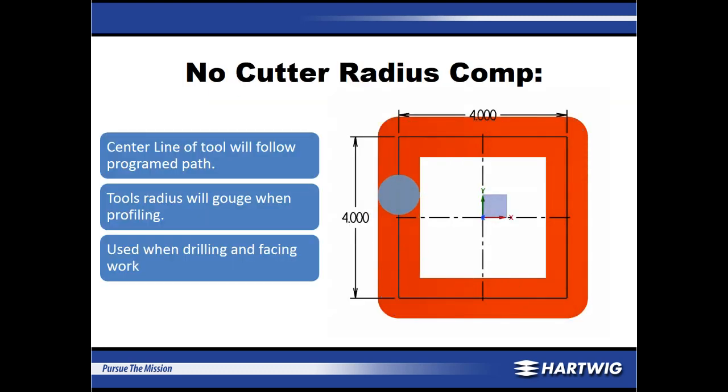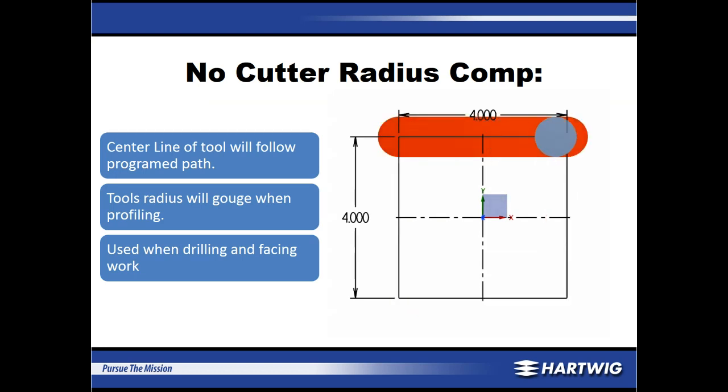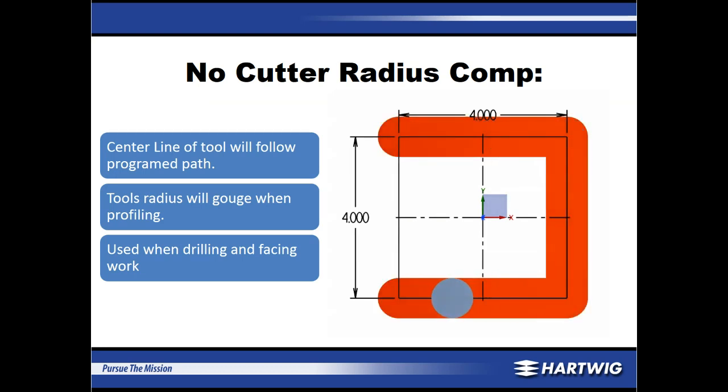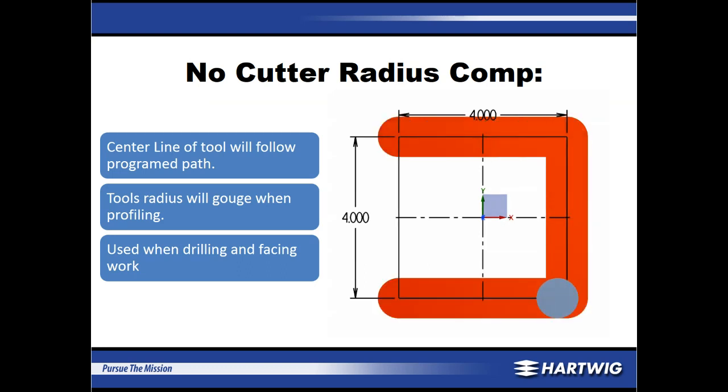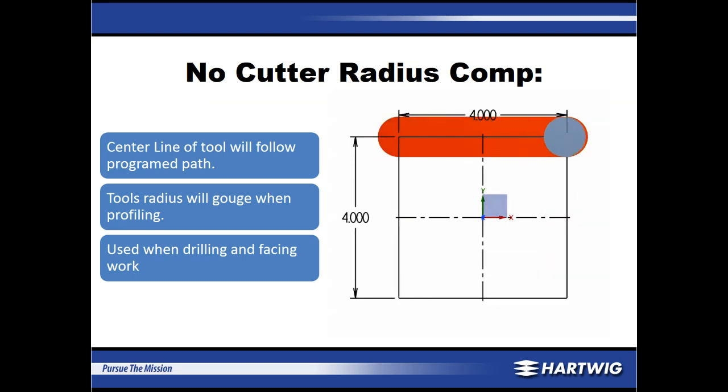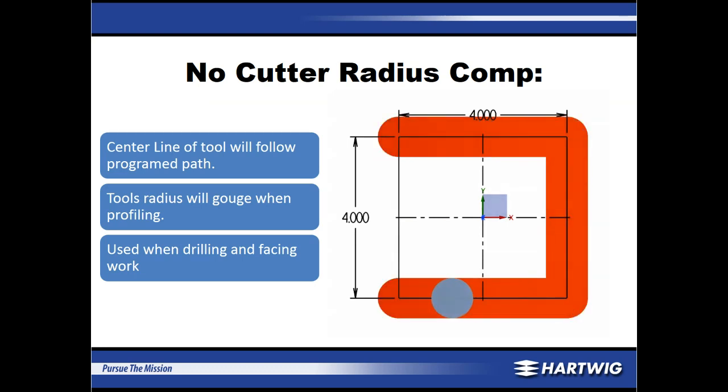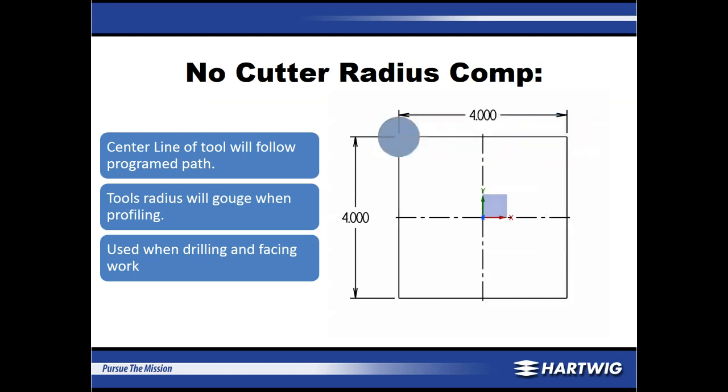So if I don't use any cutter compensation, the center line of my tool will follow the program path. If I'm profiling around the outside of the tool, this will cause the radius to gouge. But this is typically the way I program whenever I'm drilling holes, or whenever I'm facing a part, or whenever I'm doing something that doesn't require using the edge of the end mill.